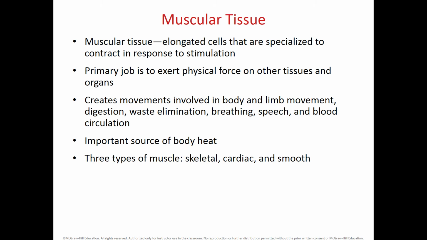Also, when our muscles contract, they generate heat, which maintains body temperature. And then we have three types of muscle. We have skeletal muscle, which is attached to the skeleton, the majority of the cells. We have cardiac muscle that is exclusively found within the heart, and we have smooth muscle that is located within hollow viscera.